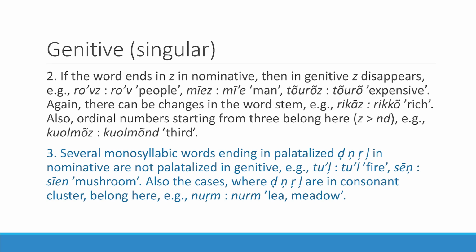And this also concerns the cases where palatalized consonants are in a consonant cluster. For example, this word meadow or lea, nuirm, but in genitive it's nurm. But as I said, not all such words belong here. For example, there's this word pine, meaning bucket or a pail, and there this palatalization is preserved in genitive.